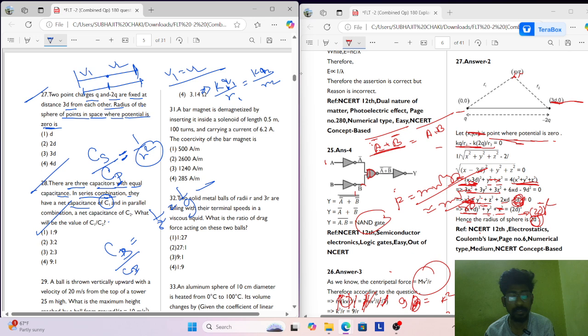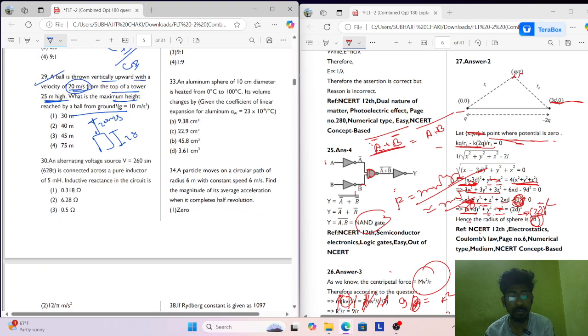A ball is thrown vertically upward with a velocity of 20 meter per second from the top of a tower, 20 meter height. What is the maximum height reached by the ball from the ground? Similar numericals we already solved, I know. So first of all understand this. First of all calculate this height: ut plus half gt square.